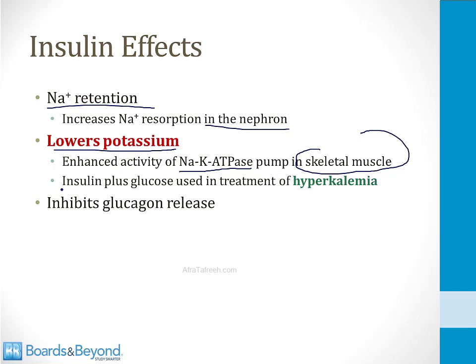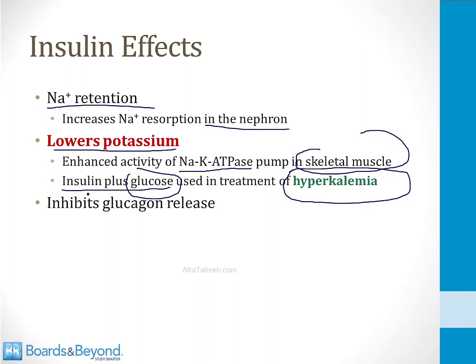This is the reason that insulin together with glucose is used in the treatment of hyperkalemia. When patients have dangerous or life-threatening high potassium levels, you can administer insulin and the potassium level will fall. You also administer glucose at the same time so that you don't accidentally make the patient hypoglycemic and cause a seizure.